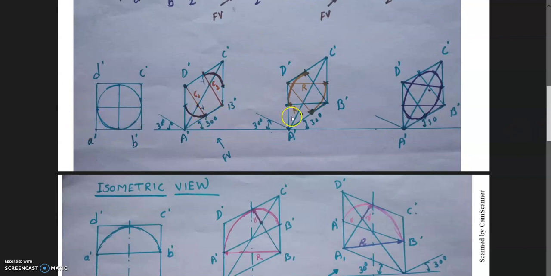Because in isometric view you will see the ellipse. So this is very important. Basically there are two methods: the point method and the 4 center method. Here we will follow the 4 center method. You observe here, this is a square, and a circle is inscribed in it.